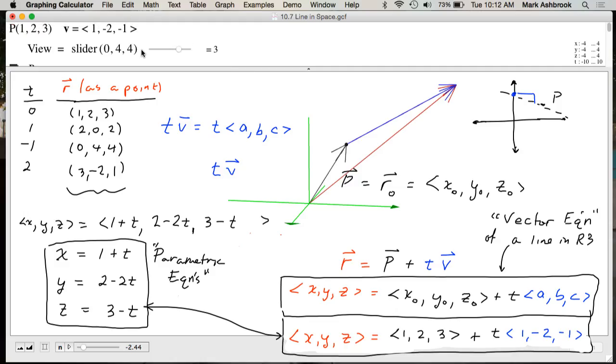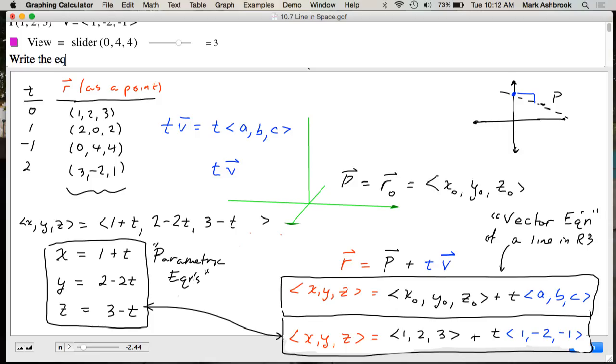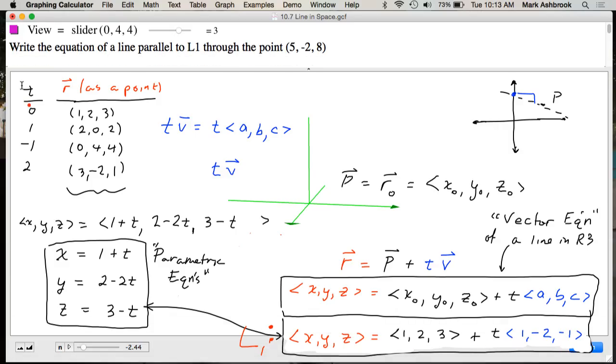All right, so let's just do a couple quick things for your sheet. So we'll call the line that we worked on capital L, or L1. So L1 was the line that we made as we talked about all this. So write the equation of the line parallel to L1 through the point 5, -2, 8. Call that number 1.